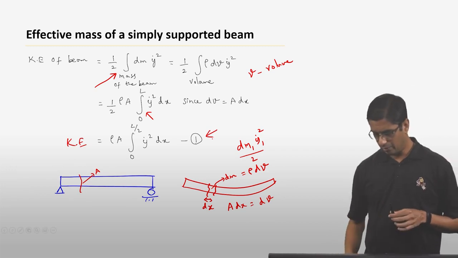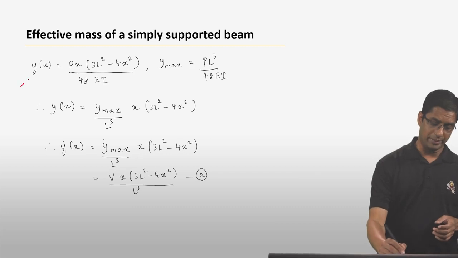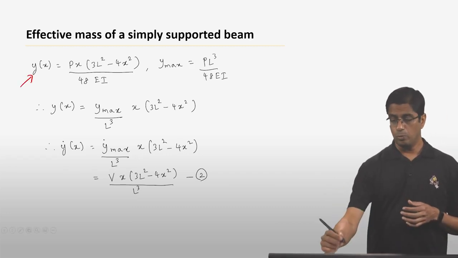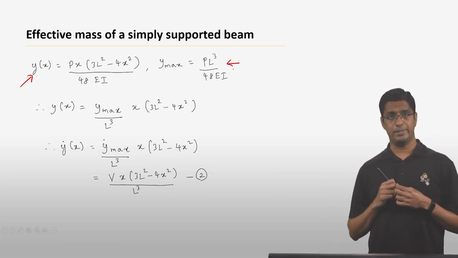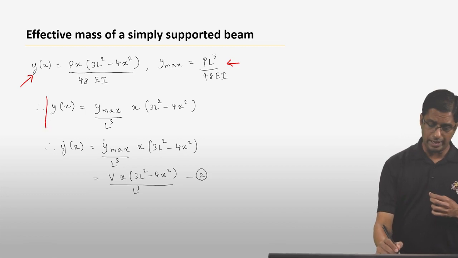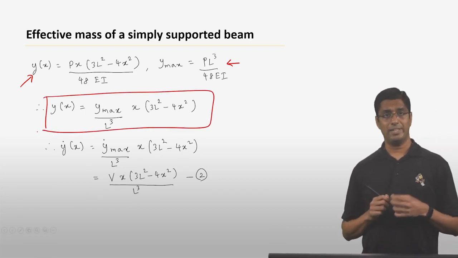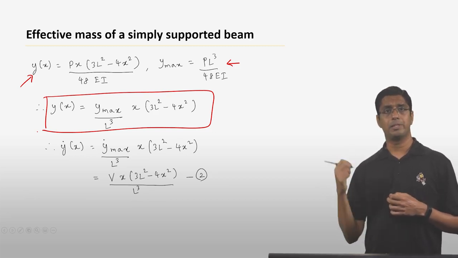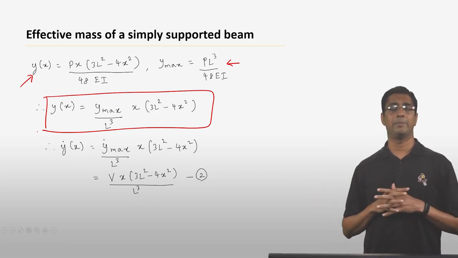Now we are going to use the fact that we already know what y of x is. This is something that we already know. We know that y max is this much. So using these two expressions, I can write y of x in a slightly different form. y of x is going to be y max divided by L cubed times x times (3L squared minus 4x squared). This is just some algebraic manipulation.